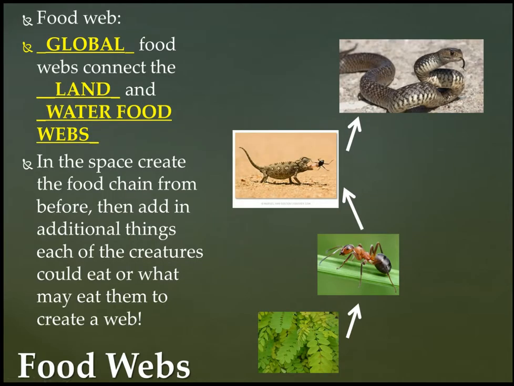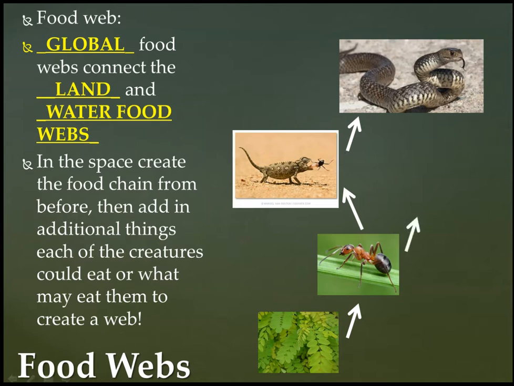When you take a bunch of food chains together, it makes a food web. A food web shows all those feeding relationships, because we know that creatures out there eat more than one thing for its meal. Food webs. Global food webs connect land and water food webs. So let's make a basic one. On your paper, you're going to create the food chain we've been talking about. And then we're going to add some more things in.